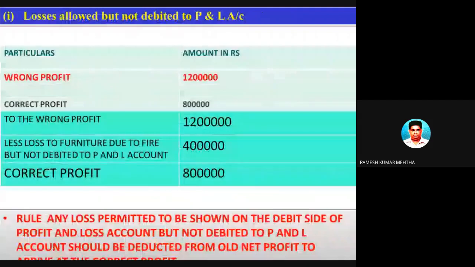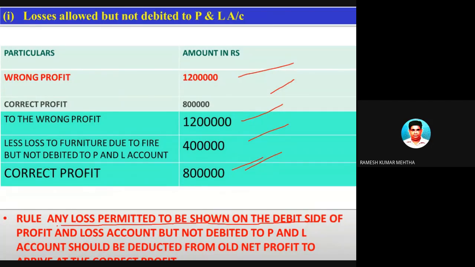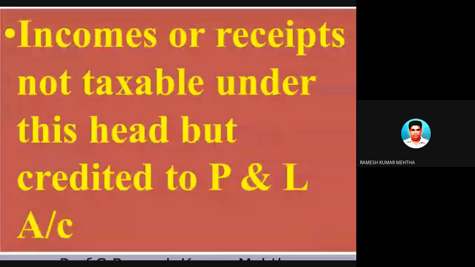Now the summary. Previously the wrong profit was 12 lakh rupees. The right profit is 8 lakh rupees. From this 12 lakh rupees, reduce the loss which has been incurred and not shown on the debit side of profit and loss account, and you will get the right profit. So, what is the summary? Any loss permitted to be shown on the debit side of profit and loss account should be shown there. If it is not shown on the debit side of profit and loss account, it should be deducted from the profit to arrive at the right profit. Next one. So hope you understood so far.